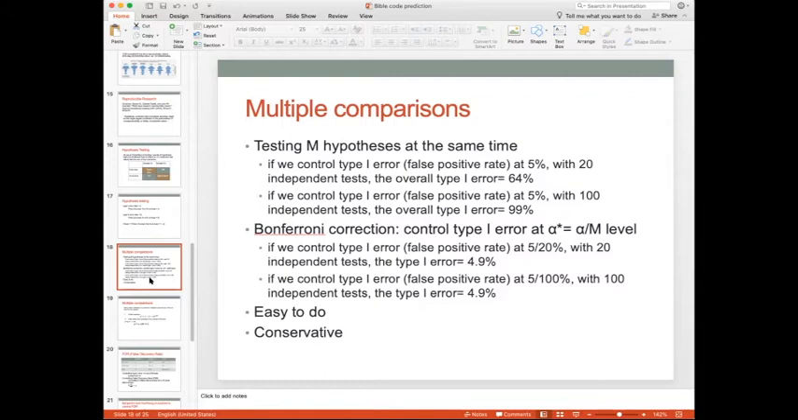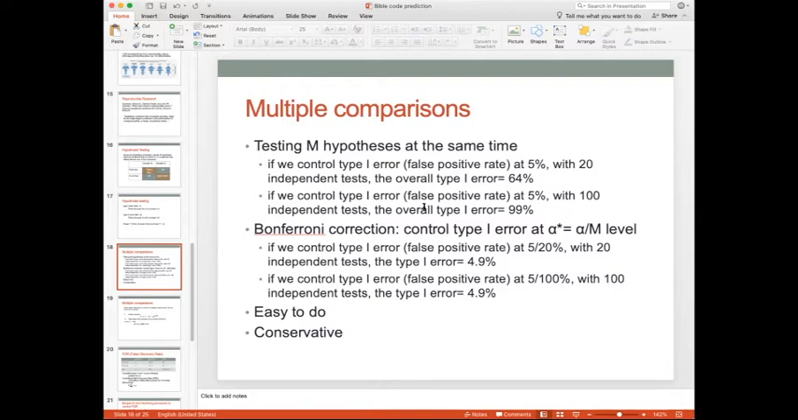And so when we have multiple comparison, which means that we test M hypotheses at the same time, okay? So if we control type 1 error rate, so this is a false positive rate, at 5% for each individual hypothesis. If we have 20 independent tests, then the overall type 1 error rate is 64%, okay? And if we control type 1 error rate at 5%, and with 100 independent tests, then the overall type 1 error rate is 99%.